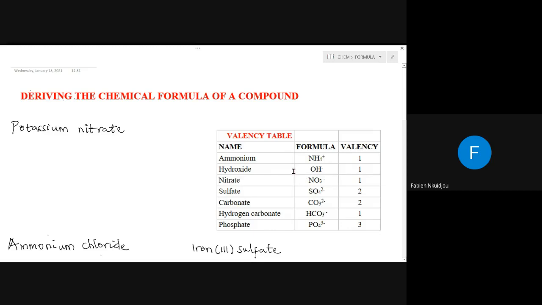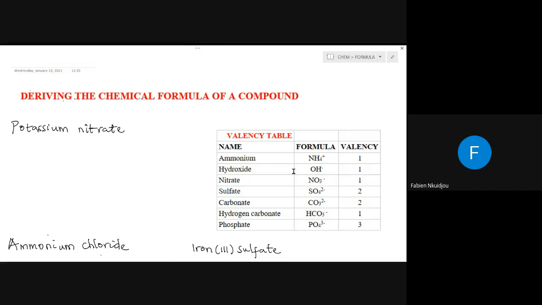So take note, unlike in part 1 where we could easily derive the valency of an element by knowing its position on the periodic table, for these compound ions you have to memorize the formula of the ion and the valency as well, because it's not possible to derive it. So you have to memorize it the way it is.